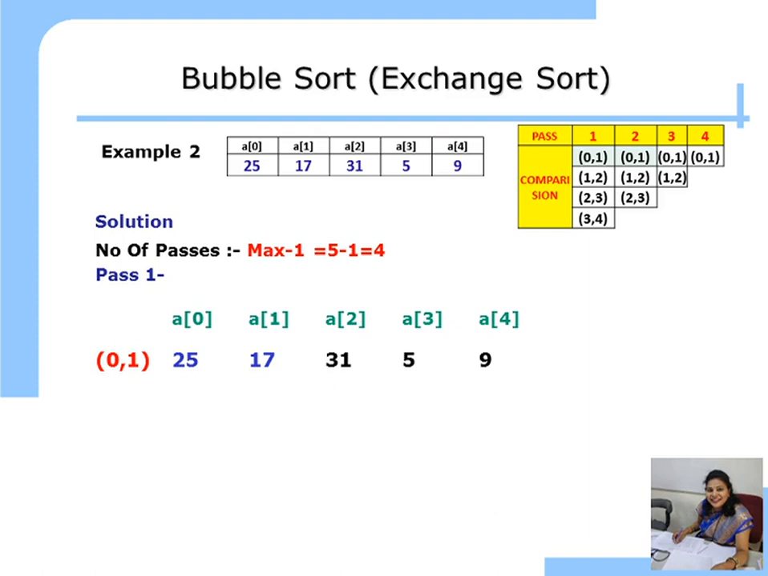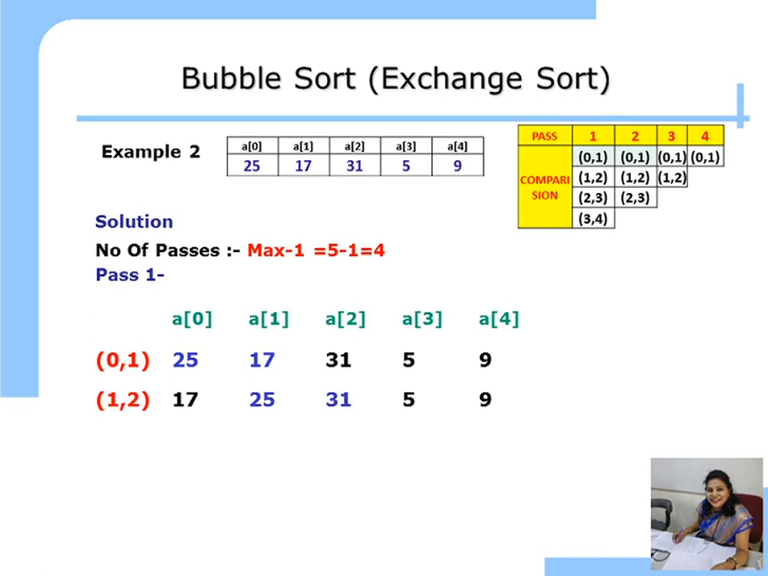So we will do the first comparison between 0th and 1st. What is present at the 0th location? It is 25. What is present at the first location? It is 17. Is the 0th element greater than the first element? Is 25 greater than 17? Yes. If it is greater, then we perform the swapping operation. So after swapping, what will be the list? It is 17, 25, because the swapping was performed on 25 and 17. That's why the output will be 17, 25, 31, 5 and 9.